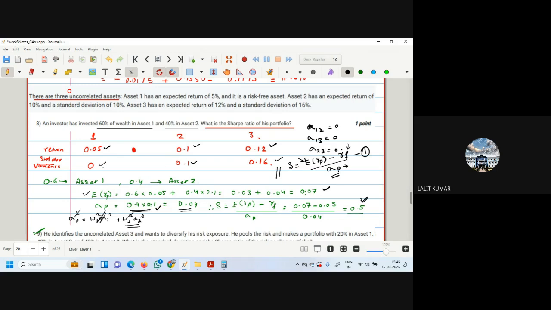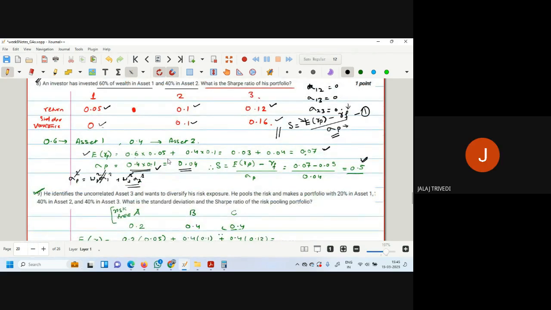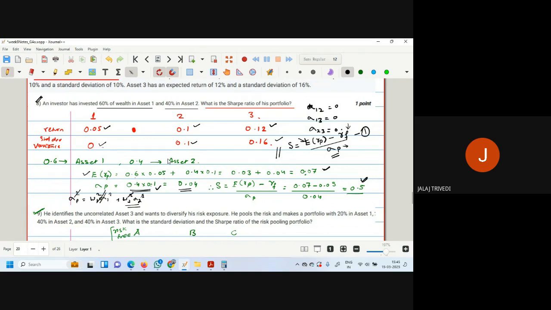Is this okay with everyone? Sir, why have we not counted asset 3? Because they have given that we are investing only in asset 2. Okay, so we can do it like 0.1 minus 0.05 divided by 0.1 also. 0.1 is the return of asset 2 and 0.05 is the return of the risk-free asset, divided by 0.1, the standard deviation of asset 2. So that will also give the same.